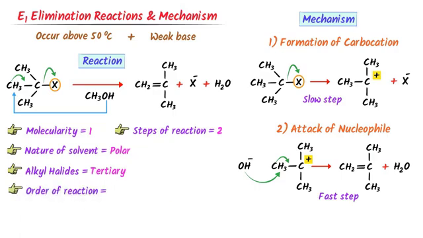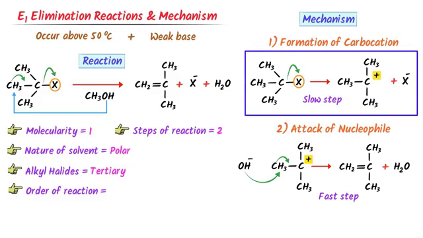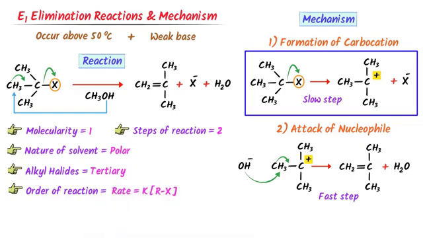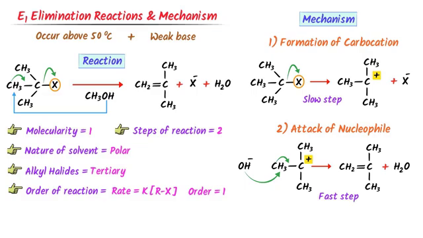Fifthly, what about the order of reaction? Well, we know that slow steps determine the rate of a reaction. We know that in E1 elimination reaction, the first step is a slow step in which only alkyl halide takes part. Hence we write rate of a reaction is equal to K into the concentration of alkyl halide because only alkyl halide is present in slow step. Hence the order of reaction is 1. It means that rate of E1 reaction only increases if we increase the concentration of the alkyl halide. Remember that the concentration of polar solvent like weak base doesn't increase or decrease the rate of a reaction.